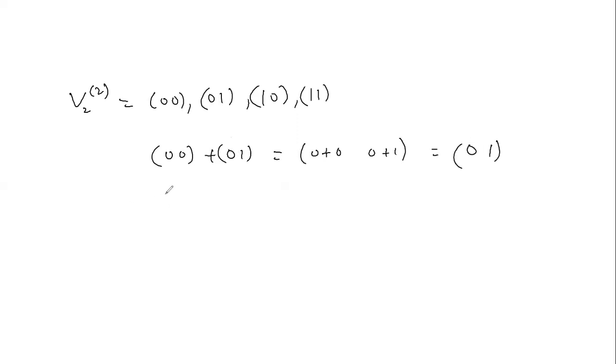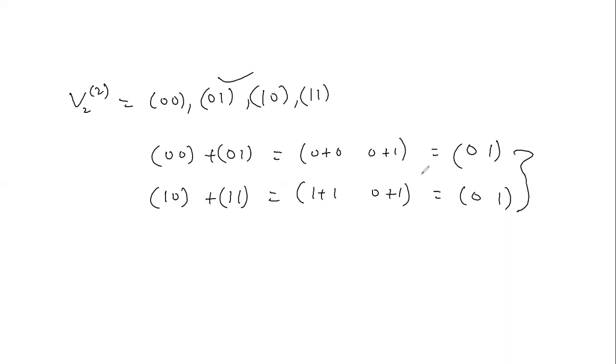Similarly, if we add these two codes, 1 0 and 1 1, this will give us 1 plus 1, which is 0, and then 0 plus 1, which is 1. So this gives us 0 1, which is also a code in that vector space. It's not planned, it's just a coincidence that they happen to be the same code.